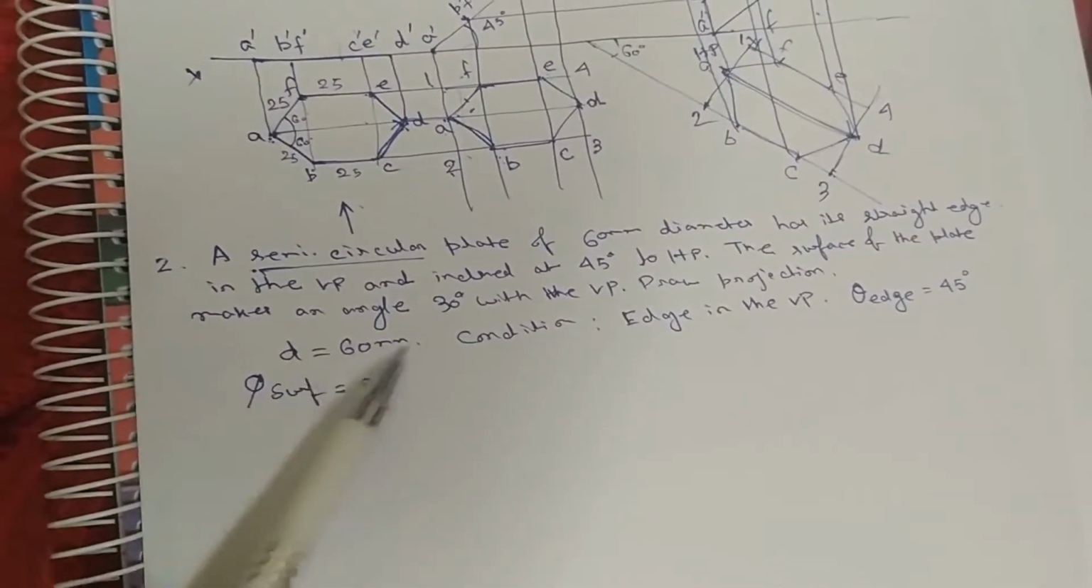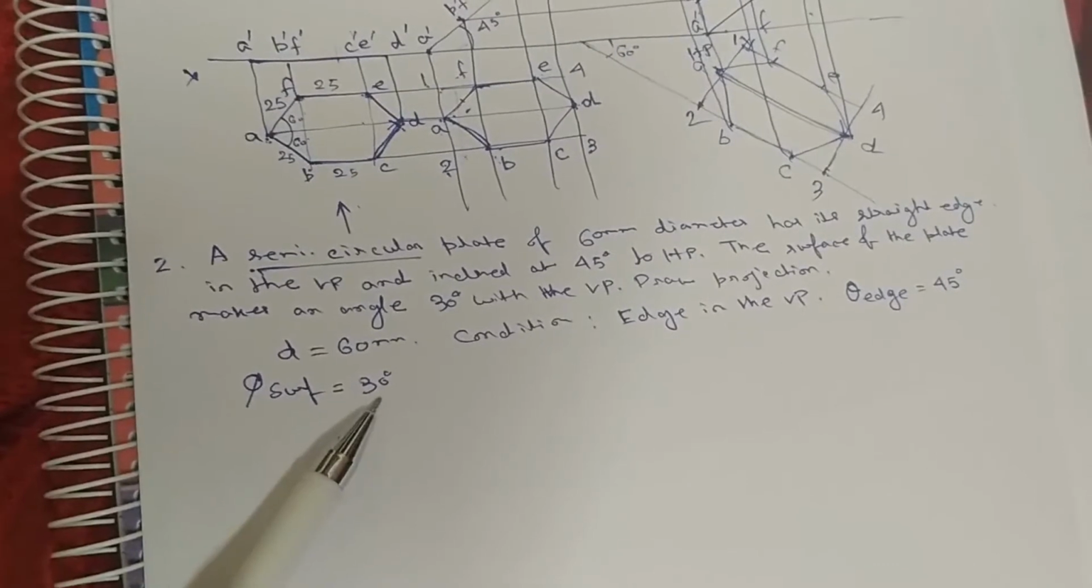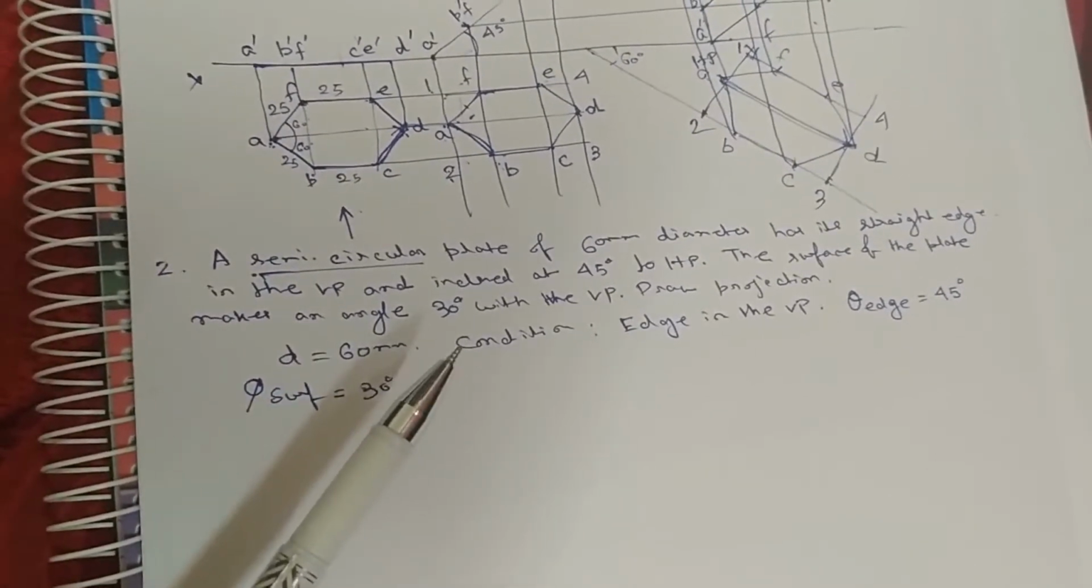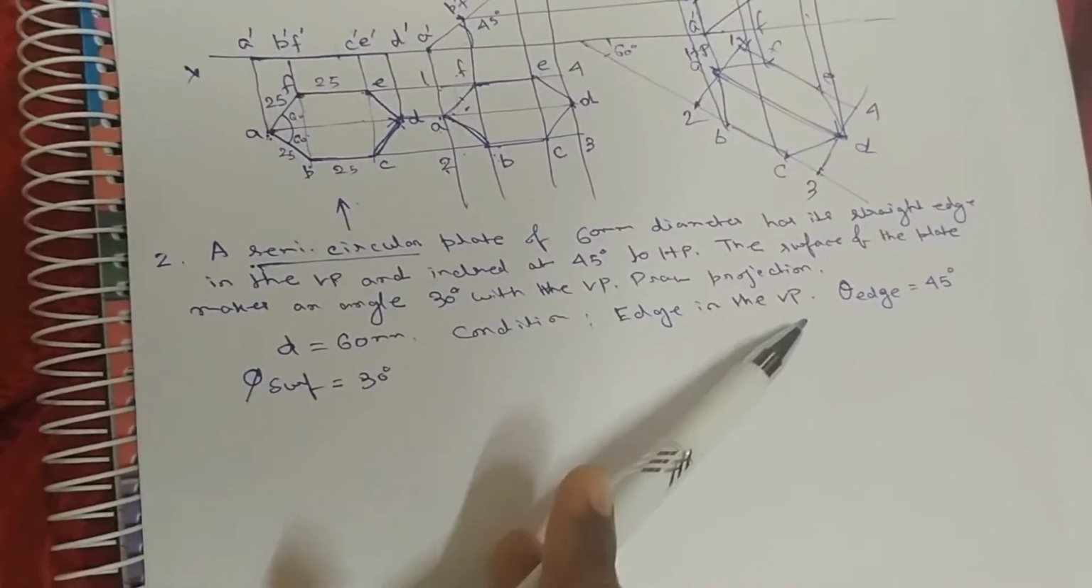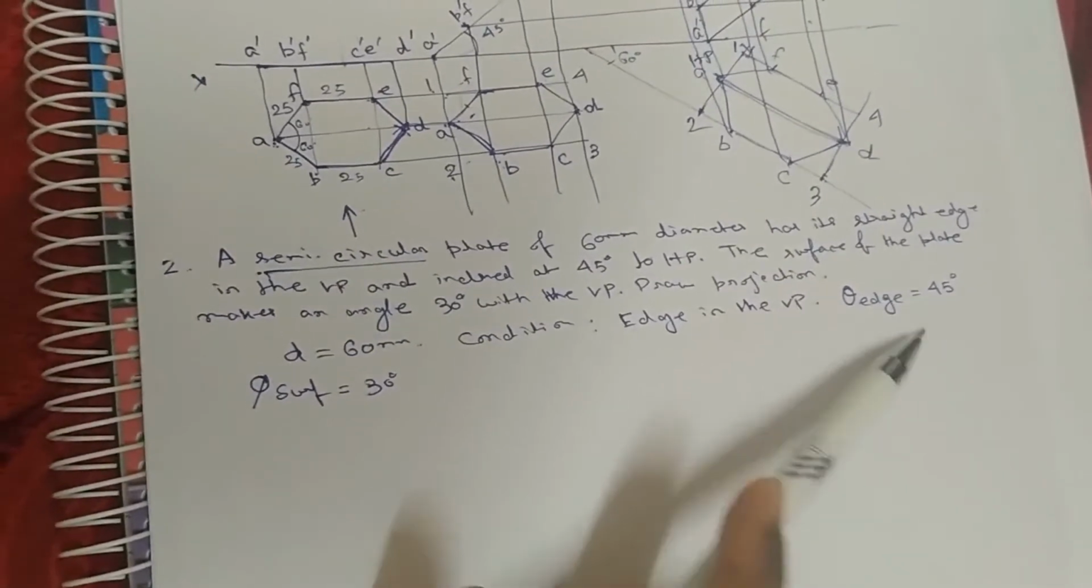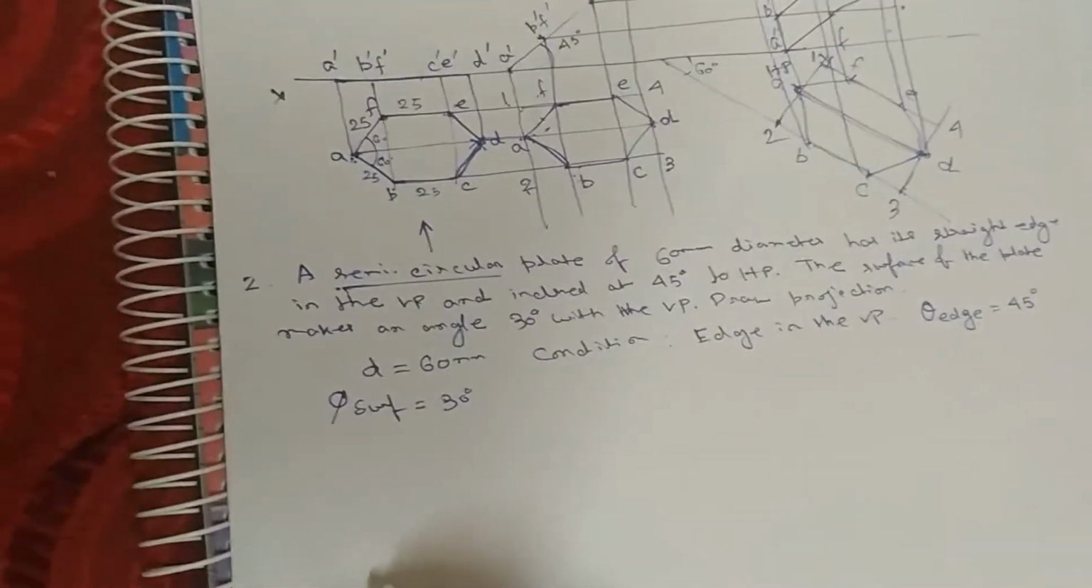And it means surface inclination is 30 degree. And third step, edge inclination. Here edge inclination is what? 45 degree. So let's start.